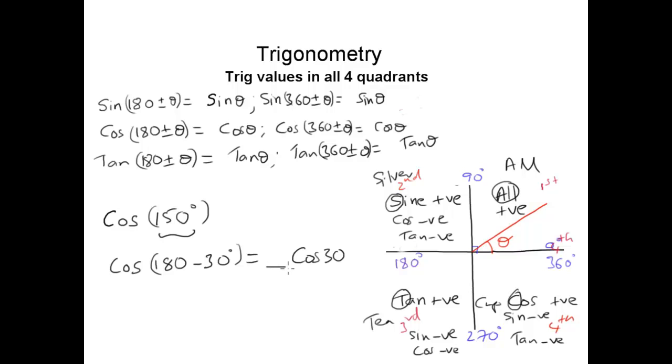How about the sign here? 180 minus 30 is 150. 150 is which quadrant? Second quadrant. In the second quadrant, what is cos? Cos is negative, right? So this is negative cos 30. So cos 150 is minus cos 30. And how much is cos 30? It's root 3 over 2. So it's minus root 3 over 2.